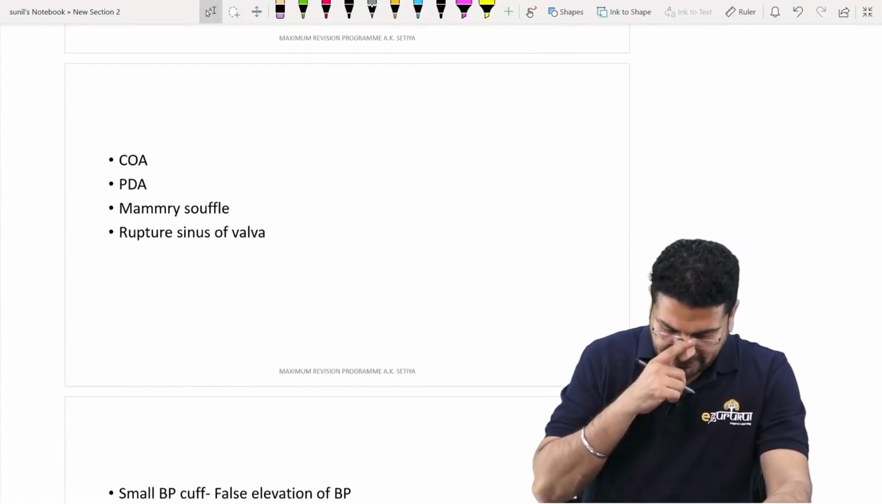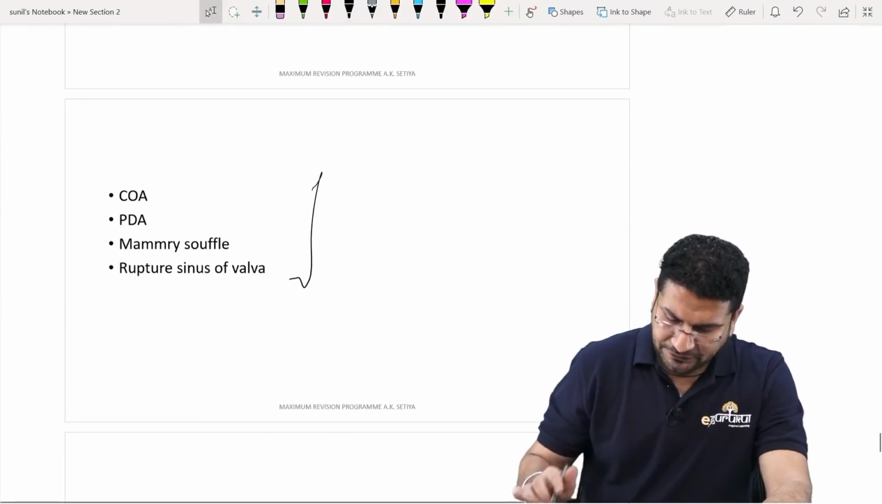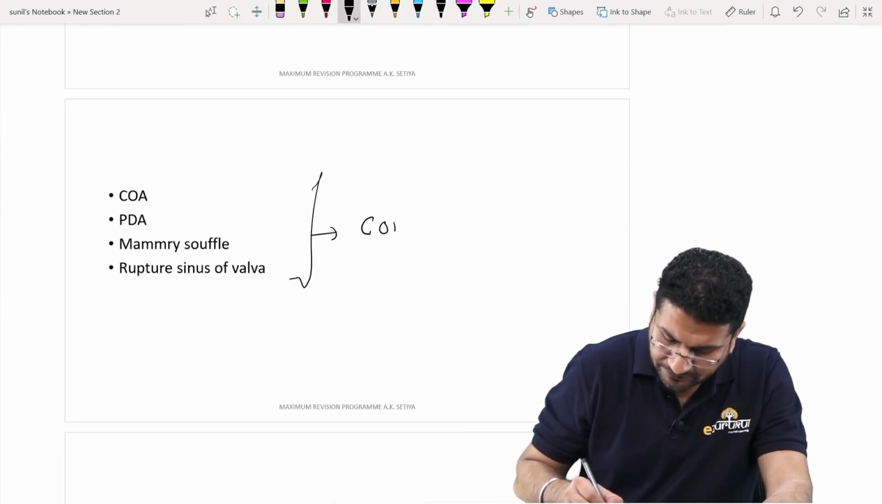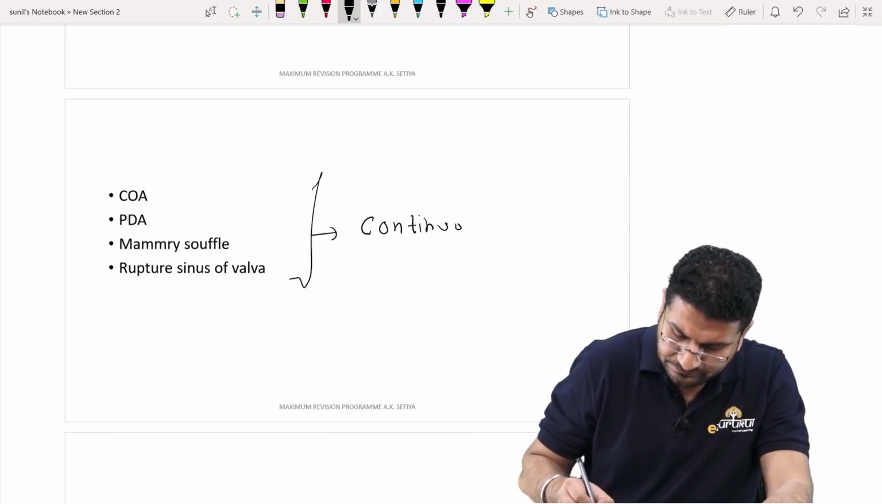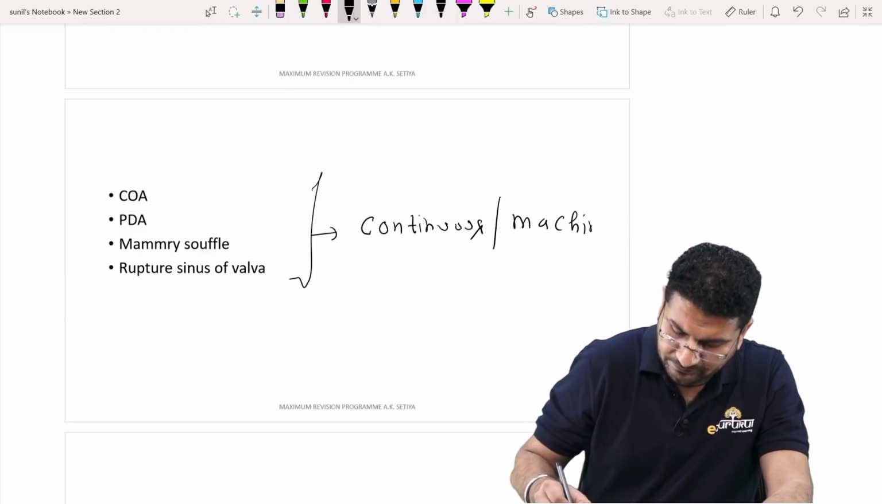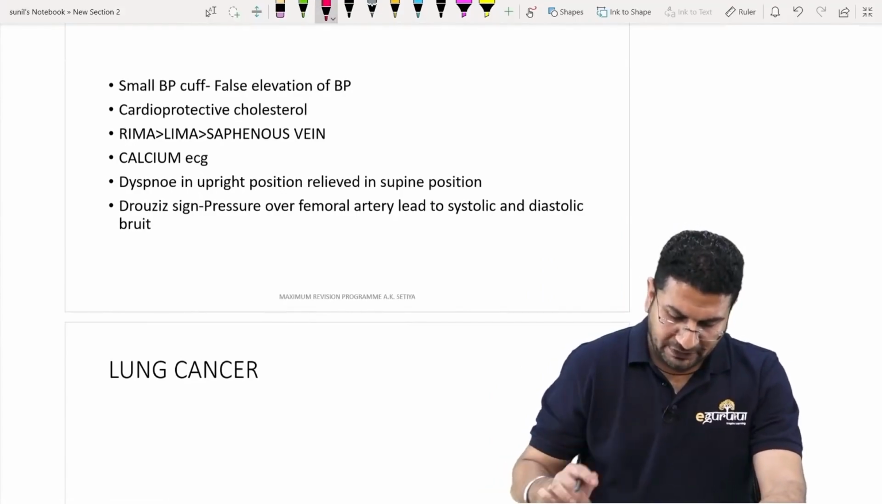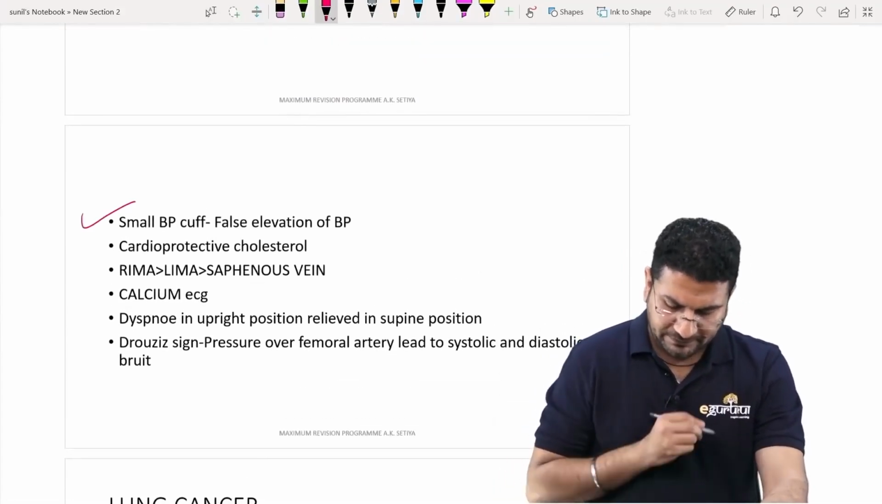Coarctation of aorta, PDA, rupture of sinus of Valsalva, these are MCQs suggestive of a continuous murmur. Continuous murmur is also called machinery murmur. Small BP cuff, there will be false elevation of BP.